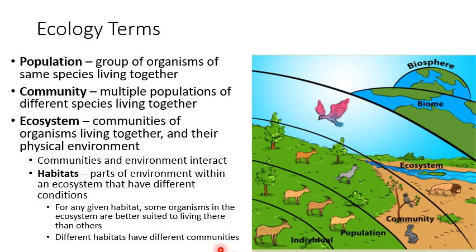In this image here, you have a summary of those terms. The lowest level of organization in ecology is the individual, just one single organism. Then if you get a group of individuals, all of the same species, living together in the same place at the same time, that gives you a population. If you add in populations of different species, that gives you a community. Then when you add in their physical environment, that gives you the ecosystem.